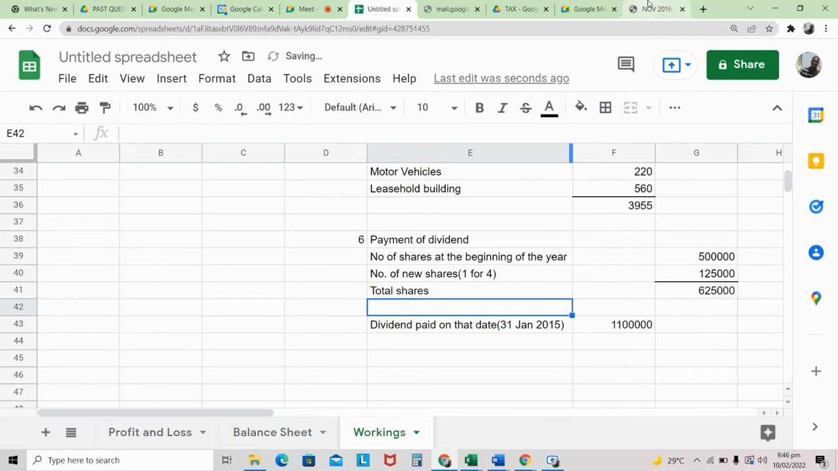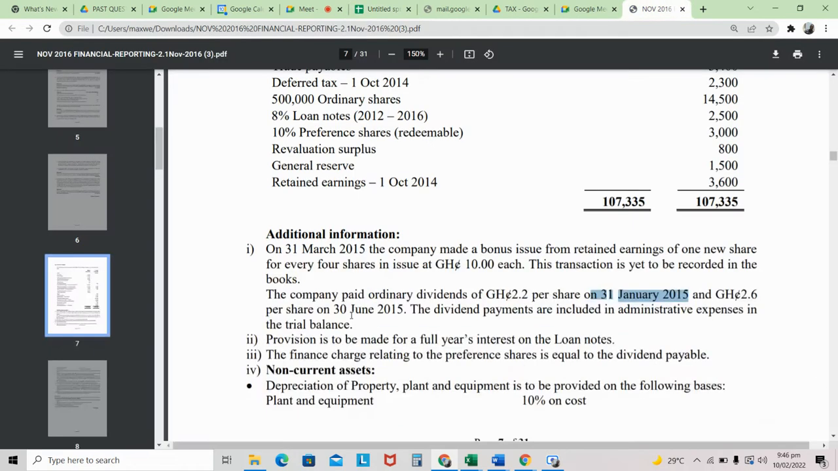Then they said the company paid another dividend again, 2.6 Ghana cedis per share on 30th June 2015. The company made two dividend payments. One was on 31st January 2015, and the other one on 30th June 2015 was 2.6 Ghana cedis per share. So you also have to ask yourselves, how many shares were in issue on this day?